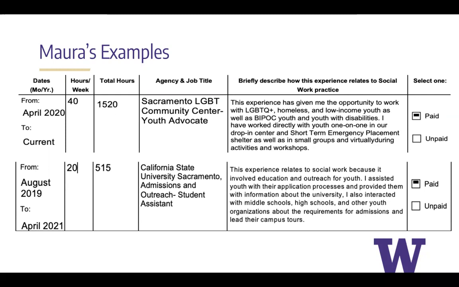And then the other role that I put down was actually a student assistant in an admissions office. And it really relates to the educational part of social work and the emphasis being put on education and outreach for educating youth. So working one-on-one with youth or in small groups about their application processes, and also interacting with different organizations on a community level, whether that be middle schools, high schools, youth-oriented community organizations, and communicating with them about education and helping them through some of that process.